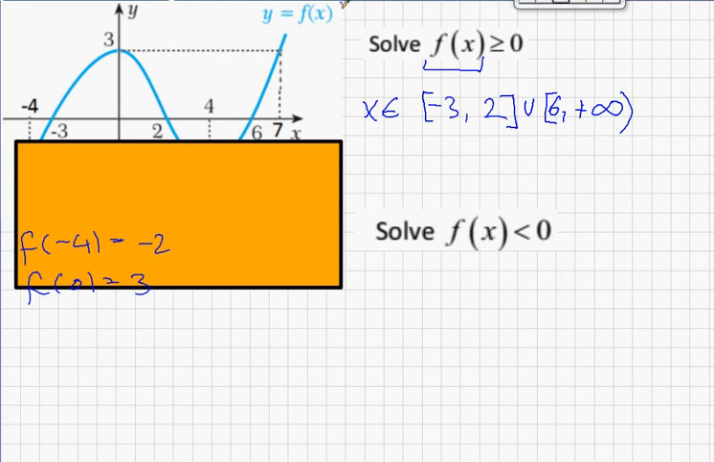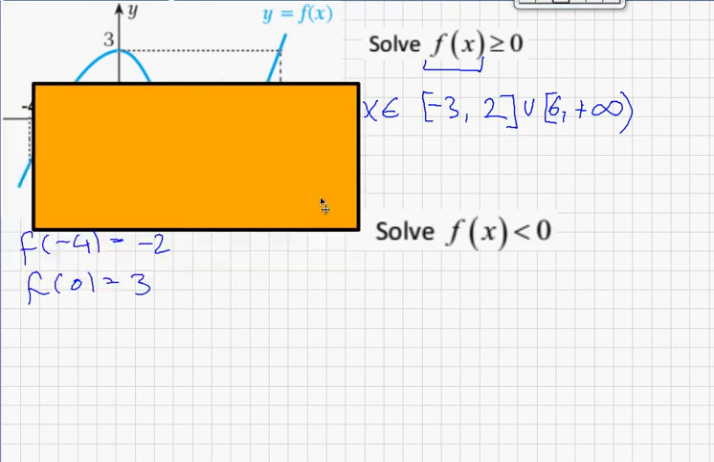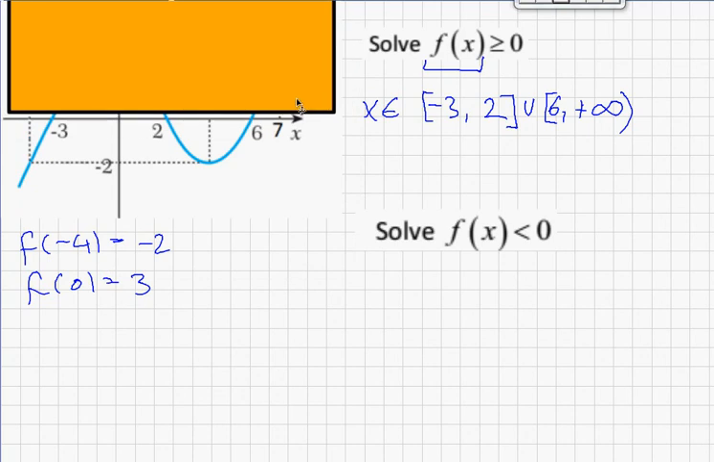For you? Okay. Now the second question. I want the results smaller than 0. So I will close the upper part. I will look for the negative part of y values. Negative part of y values. So which parts of the graph give me negative results?